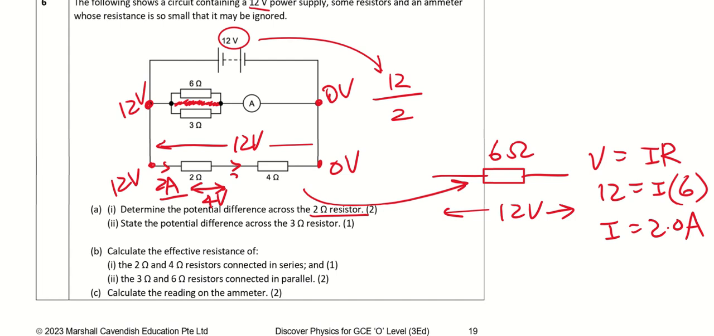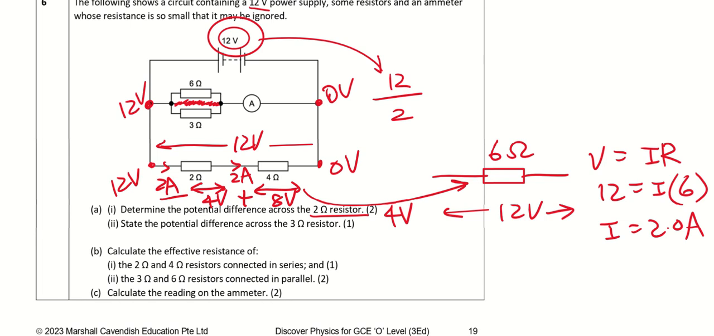I will also have the same current flowing through the same branch, because in series the current is the same. So I'm going to have 2 ampere passing through the 4 ohm as well. So the potential difference, V equals IR, will be equal to 8 volts. And when I have 4 volts plus 8 volts, it will be equal to the 12 volts. So the potential difference across the 2 ohm resistor will be 4 volts.